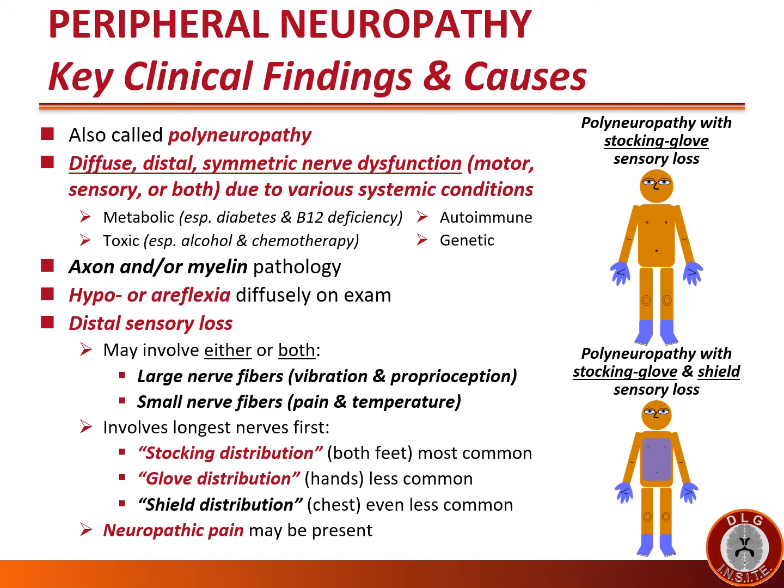There's actually a third potential pattern, and that's shield distribution. It's even less common than the glove, but it's because the nerve roots come out of the thorax and they serve the front of the chest, and when you have sensory loss in that distribution, it's shield. So a very profound sensory peripheral neuropathy might give you stocking, glove, and shield sensory loss. Peripheral neuropathies may be associated with neuropathic pain, discomfort of tingling or discomfort of burning, etc., in the feet especially, but maybe feet and hands, etc.